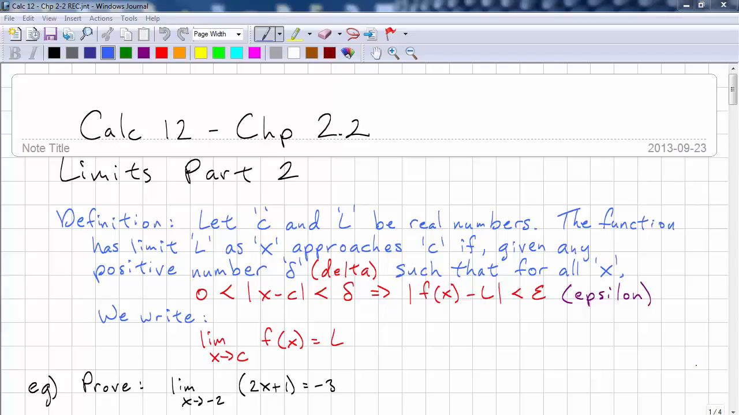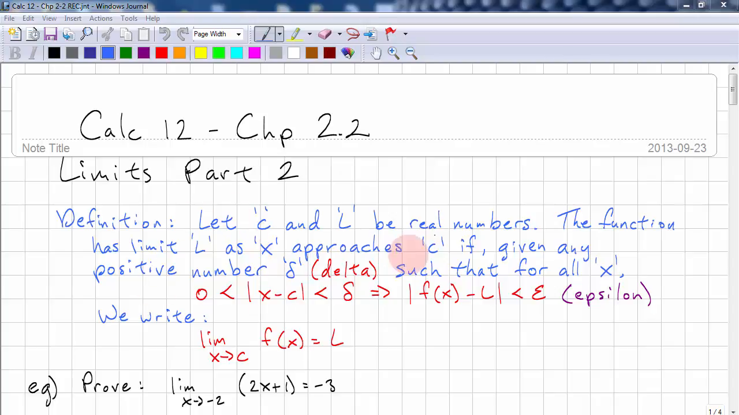This is Calculus 12, Chapter 2.2. We're going to be looking at limits, and specifically, this is the precise definition of a limit. This definition is important for proving theorems. If you're taking the easier version of calculus, you won't need to know this, so this video is optional.